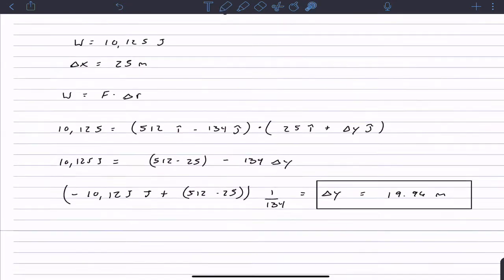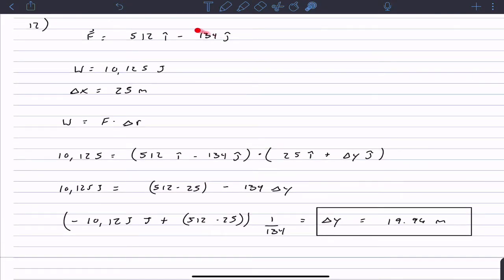So just recapping real quick, this is all that we're given. We recall that work is equal to F dot dr. Here's your work. You're given this information. You're given your force vector. You're told that the displacement in x is 25, and you're solving for the displacement in y. So you take the dot product, you come out with this, and you solve for y. Okay.